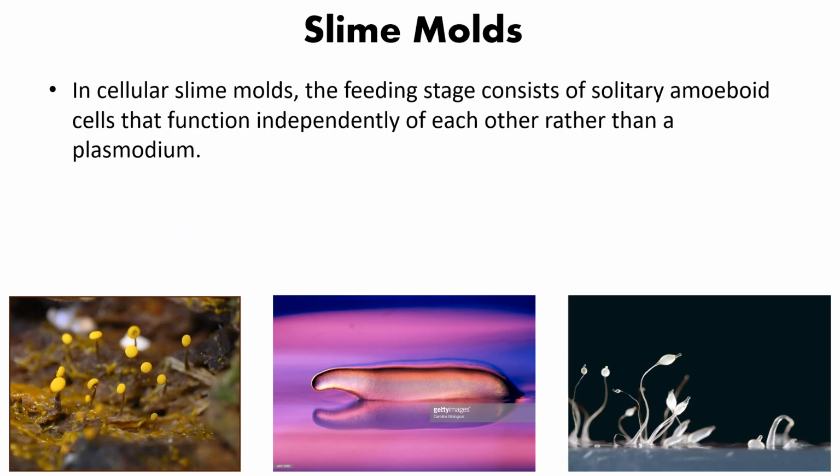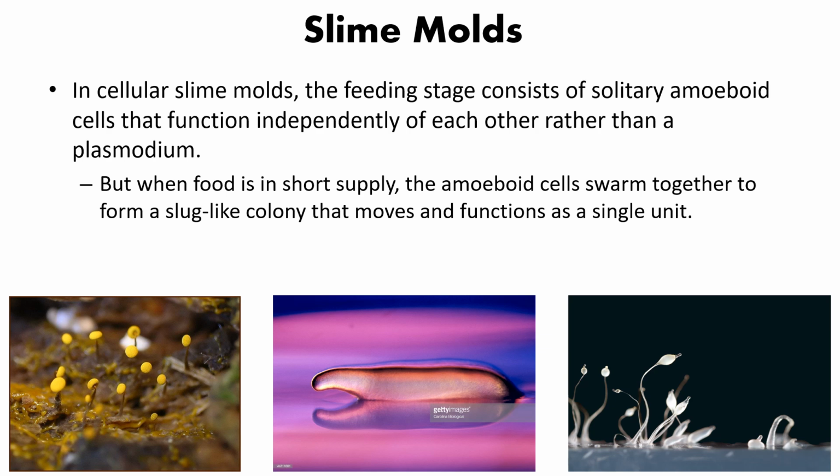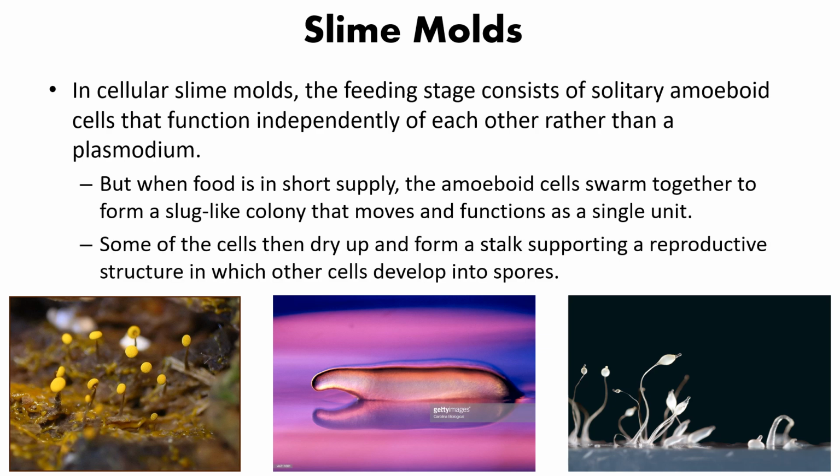In cellular slime molds, the feeding stage is more of a solitary amoeboid cell, and so they don't kind of all clump together when they're feeding. But if food is in short supply, then they will kind of swarm together and form the slug-like colony that you can see in the center bottom, and kind of move together as a single unit. When the slime mold is ready to reproduce, they will then form a different structure that will then release spores. And you can see kind of these reproductive structures on the left and the right of the center picture.